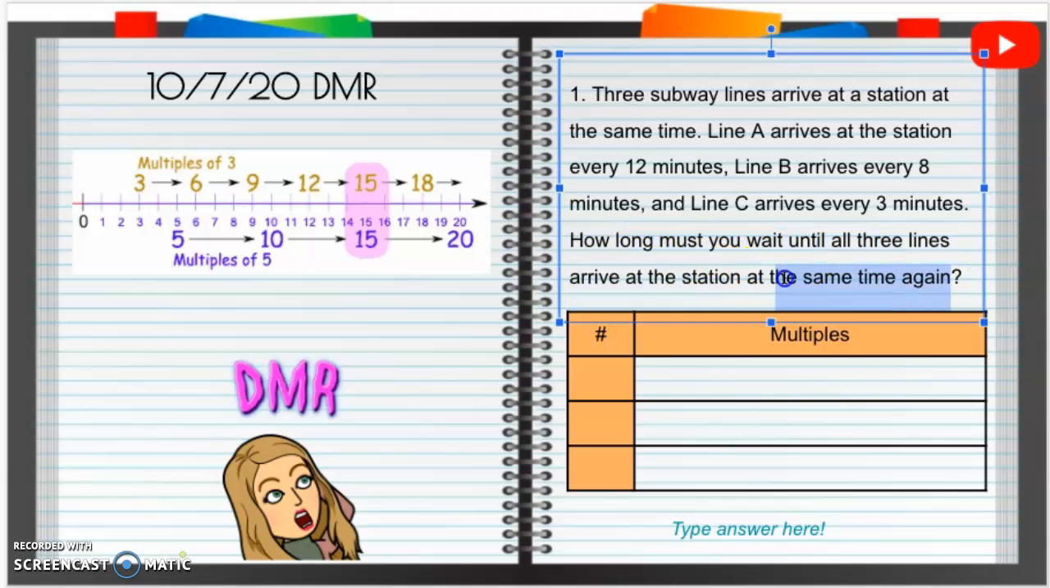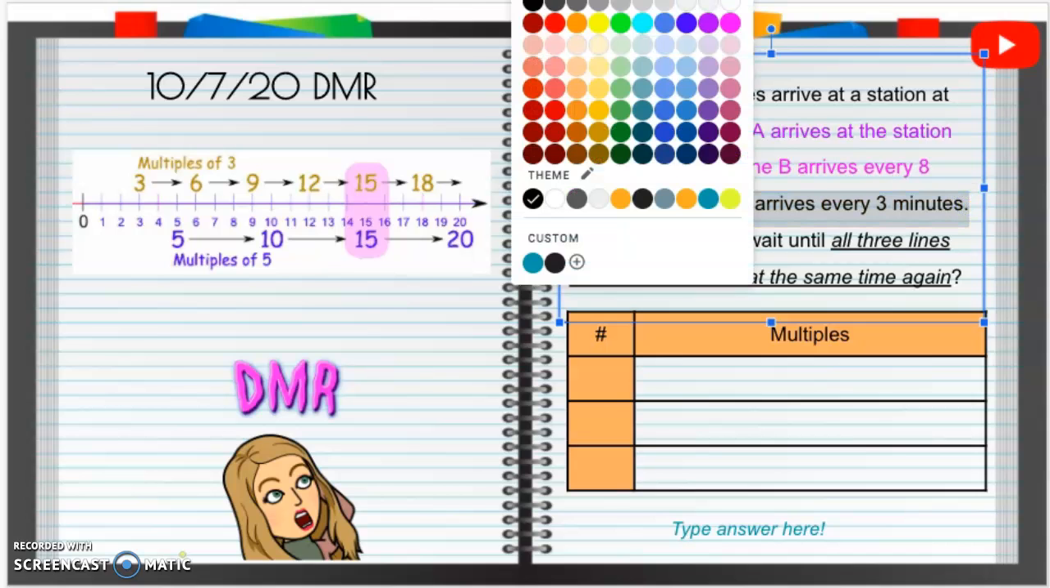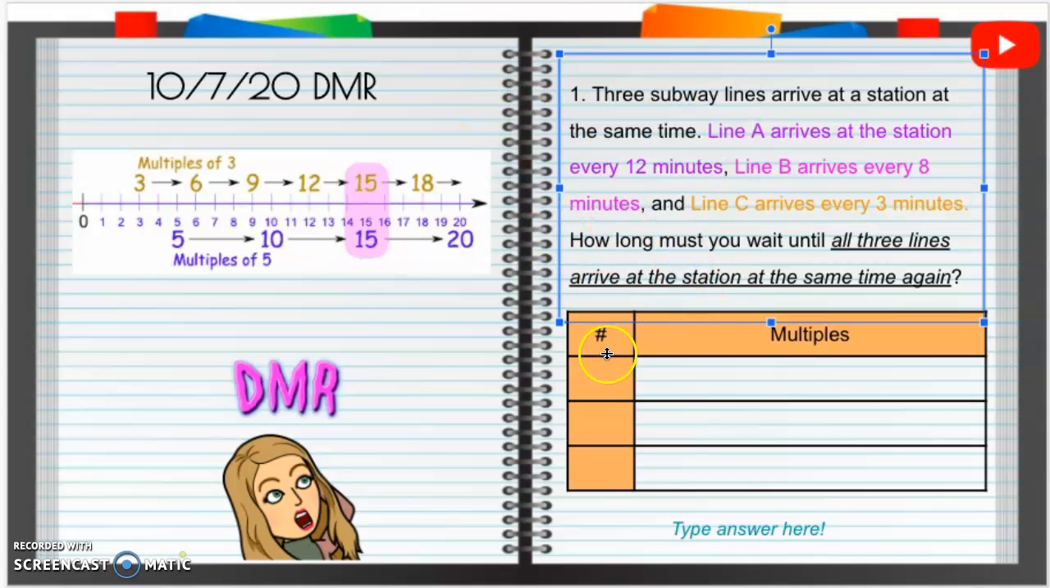So the same time again. All 3 of them at the same time again. So what we're going to do is our least common multiple. First of all, we have line A, which arrives every 12 minutes. I'm going to make that a certain color. Line B arrives every 8 minutes. I'll put that pink. And line C arrives every 3 minutes. Let's do an orange. So how long must you wait until all 3 lines arrive at the station at the same time again?